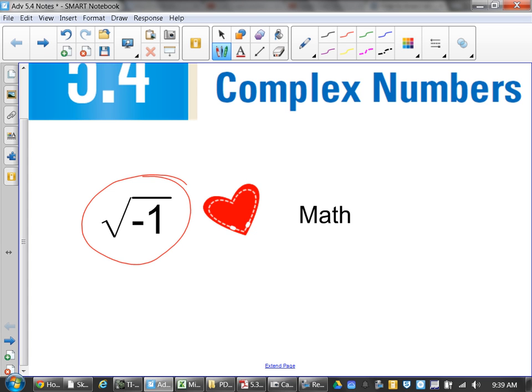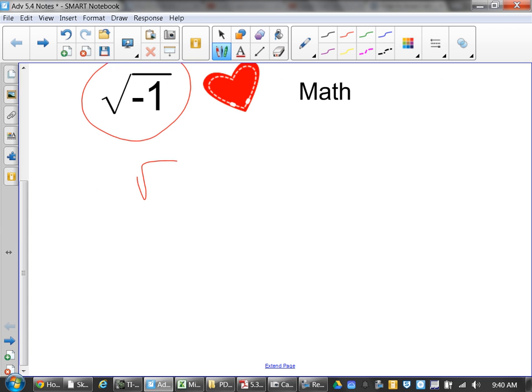The square root of -1 equals i. I heart math. Wait, why? Oh, I did it.